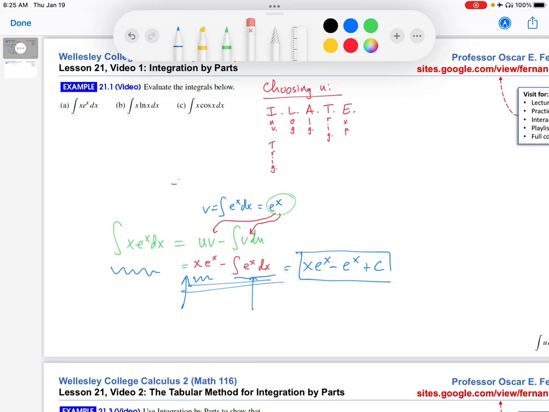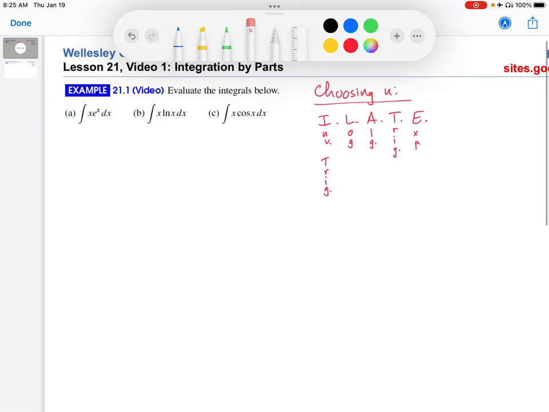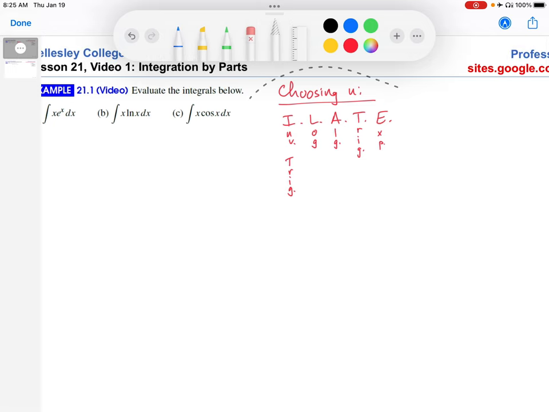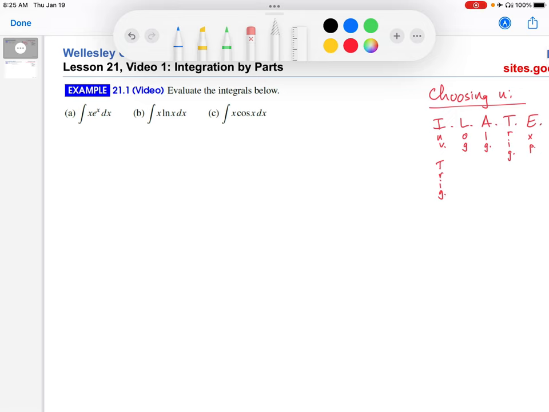So let's do this again for the other two examples, and we'll see that as the functions in the integrand change, right, the choice for u may also change. So let's look now. Let me actually move this over a little bit, give ourselves some more space. Let's look now at the second example. So this is x ln of x.